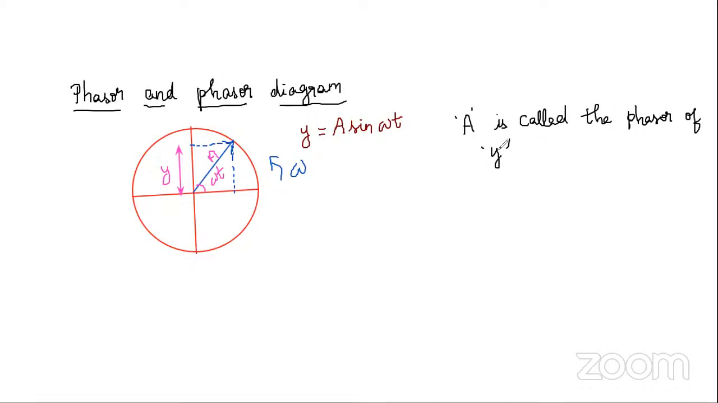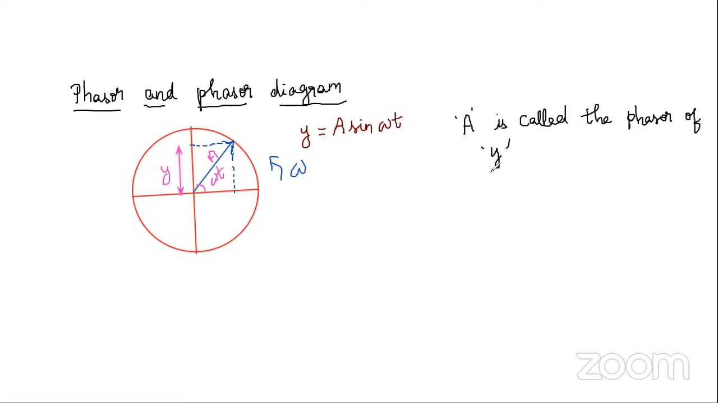So when you want to compare the phase of two sinusoidal quantities, then you will be needing the concept of phasors. Here you can say the quantity y, which is varying sinusoidally according to this equation, and here A is called the phasor of y. So now we will be discussing more on this phasor and also phasor diagram.